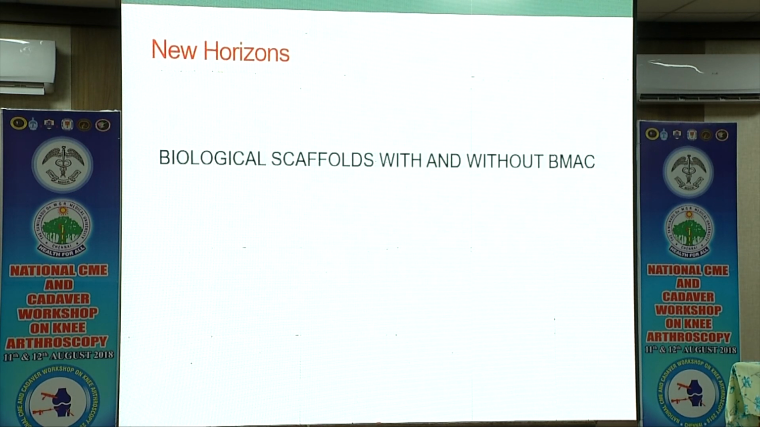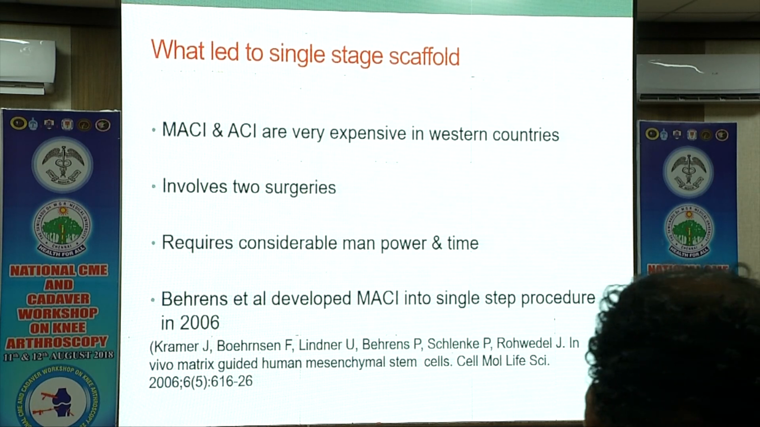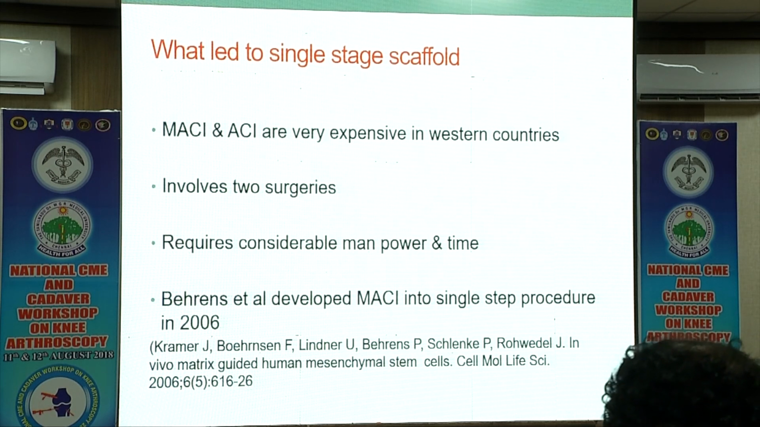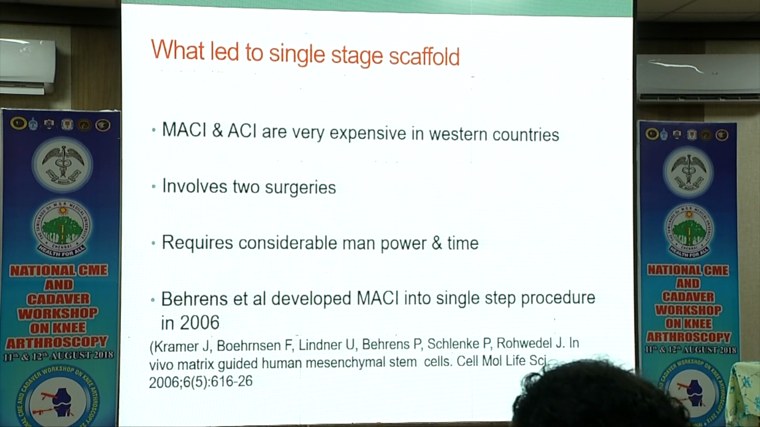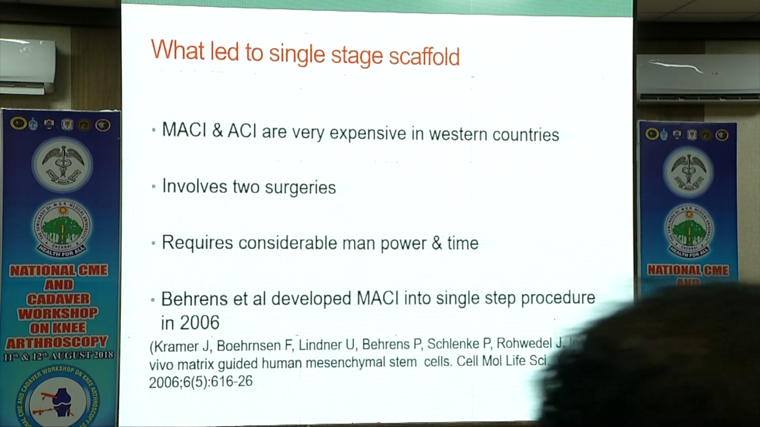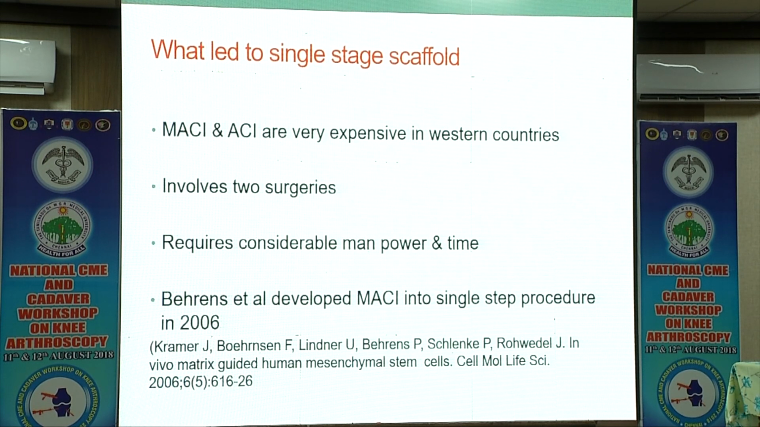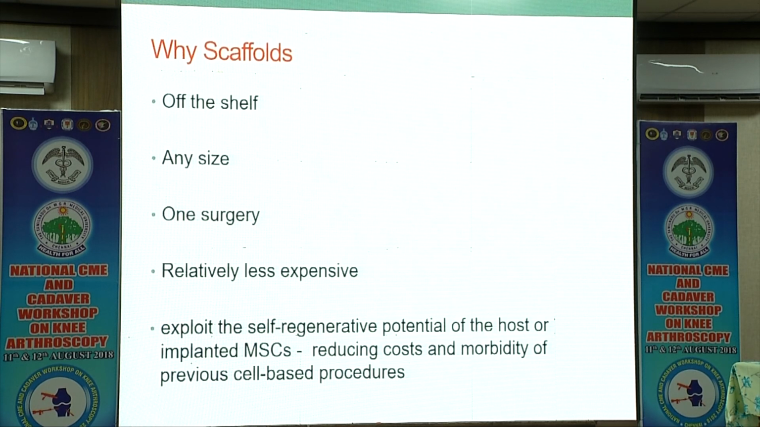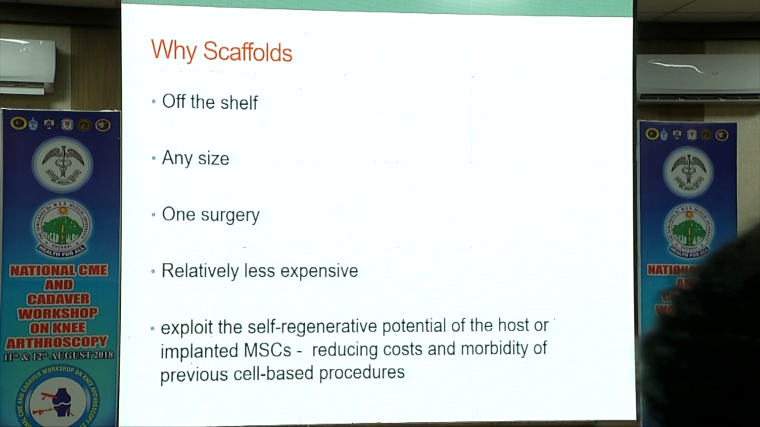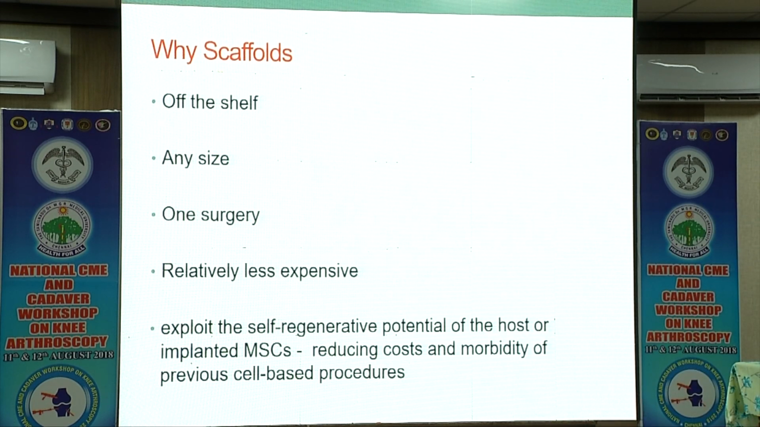Now the new horizons are coming up, which include the biological scaffolds with or without BMAC, the bone marrow aspirate concentrate. So how has the scaffold come into place? In Western countries, MACI and ACI, because of being 2-stage procedures, with 2 surgeries, have been very expensive and time consuming, and hence there was a need to cut short the time as well as the finance, which led to the development of the scaffold. Bahrain were the first to introduce the scaffold in 2006, and the advantages of the scaffold are that it is available off the shelf, it can be trimmed to any size, it involves one surgery, and it is relatively less expensive.